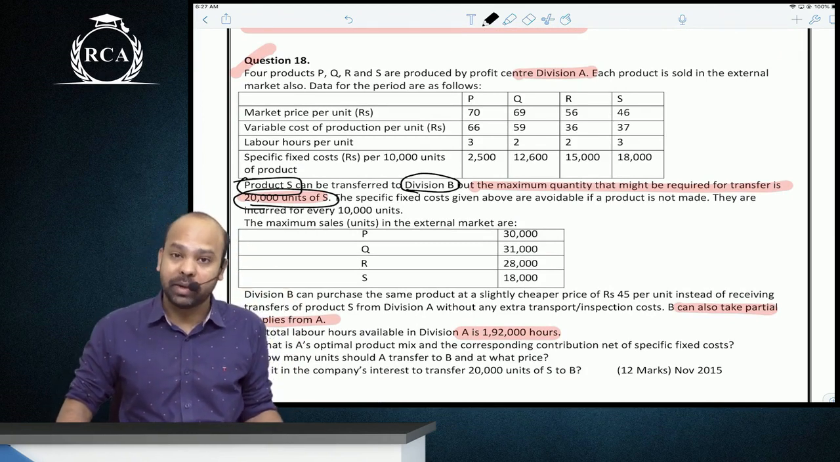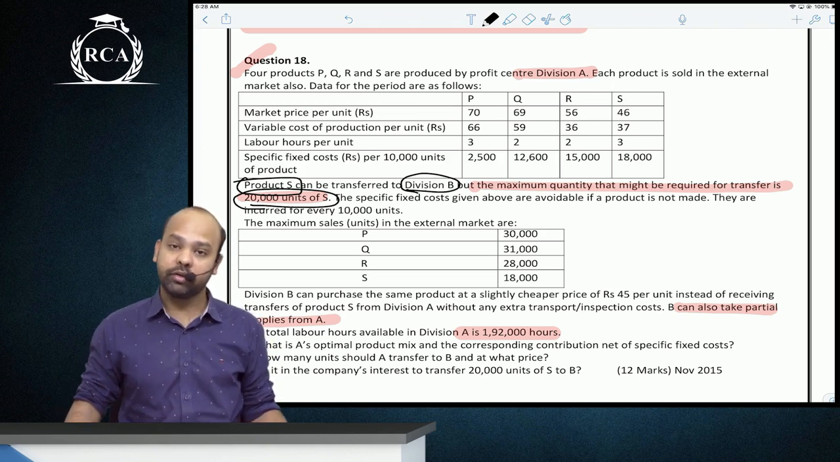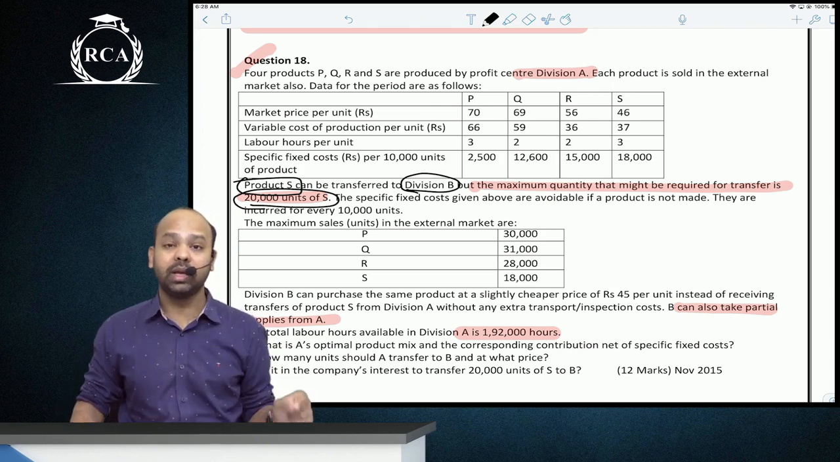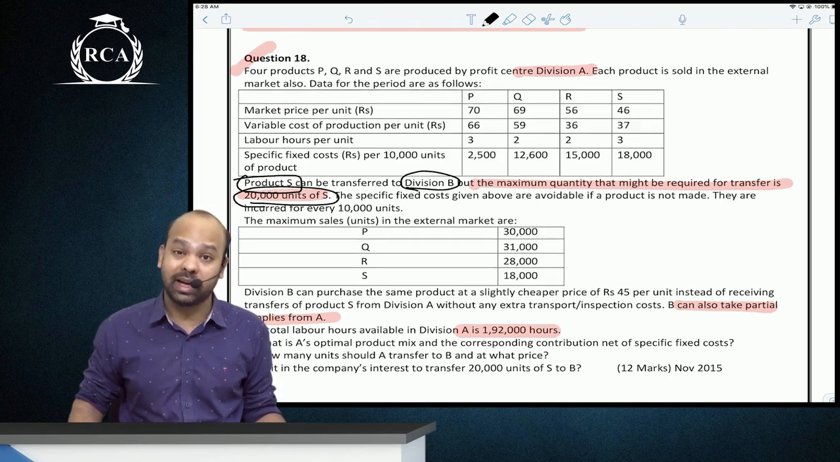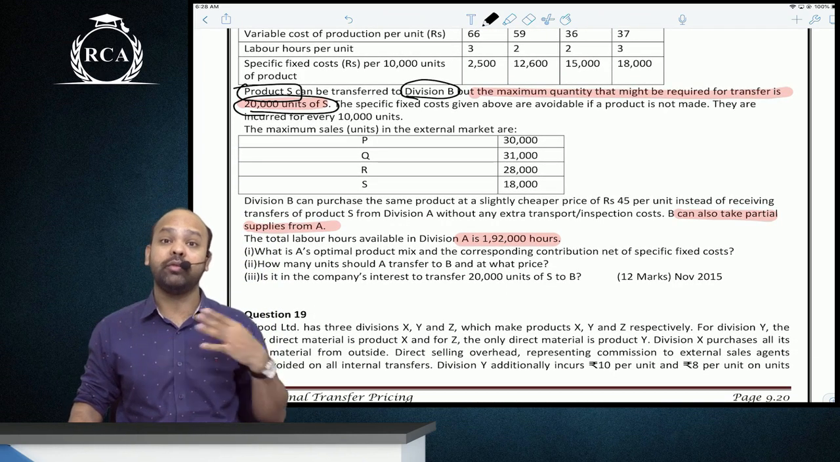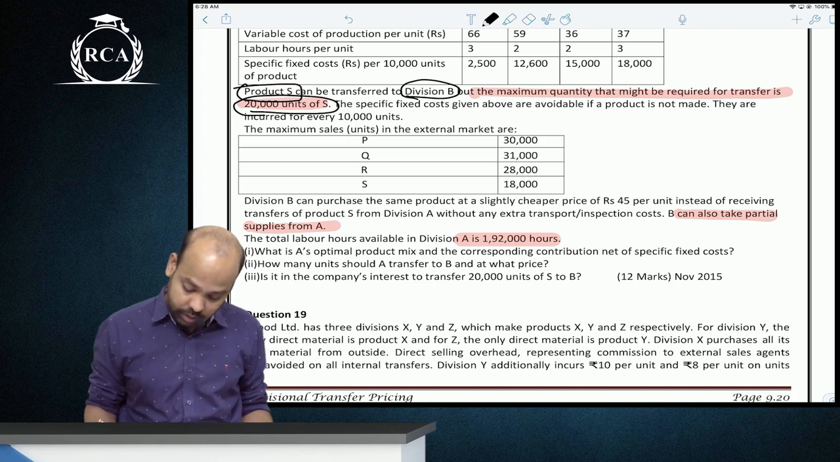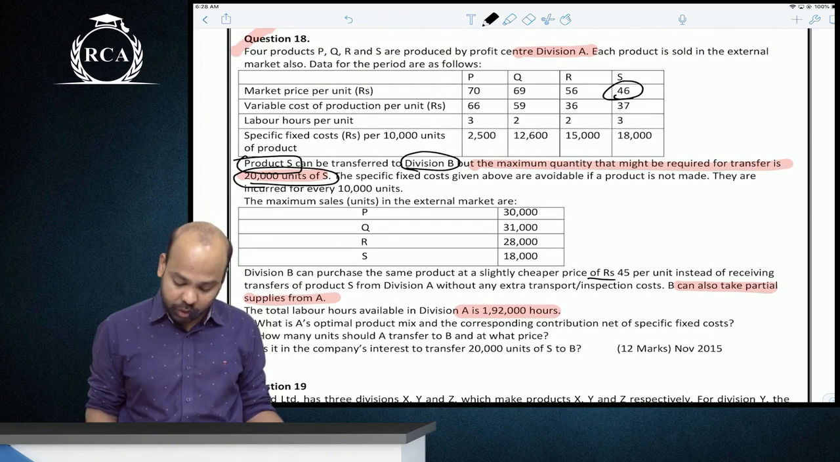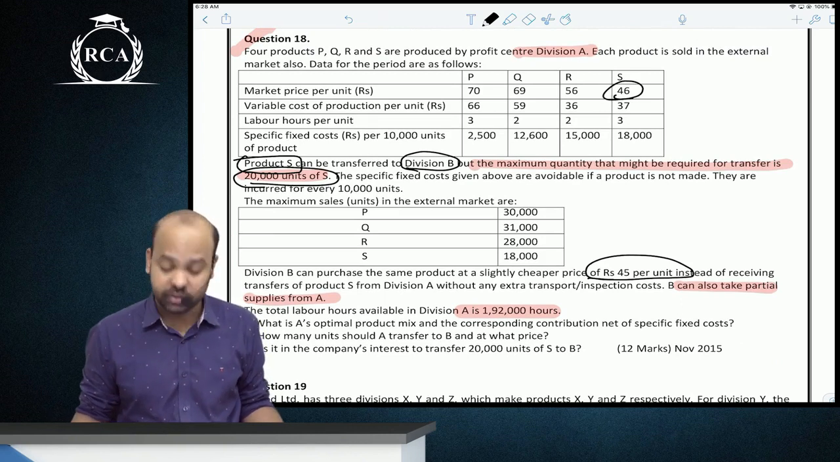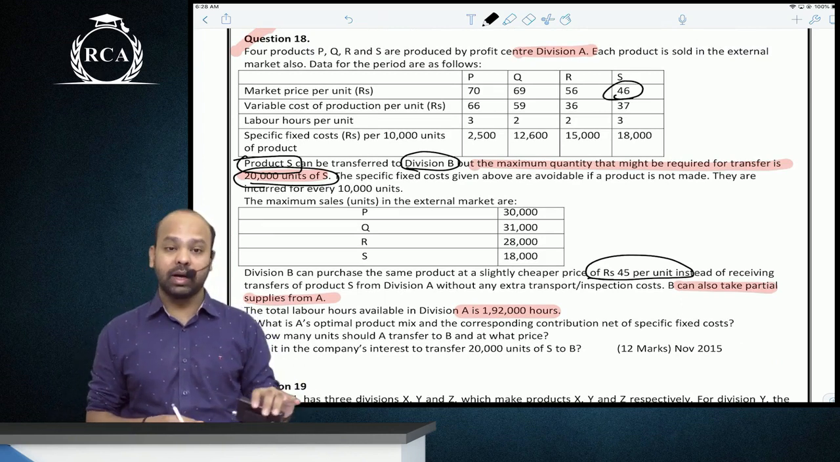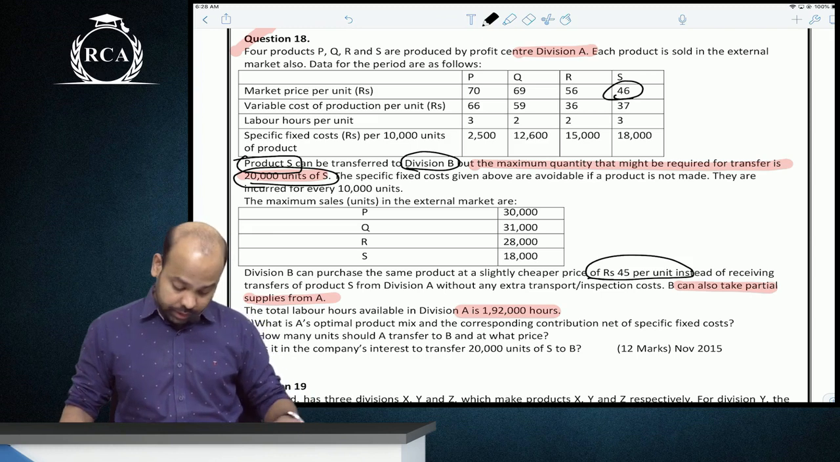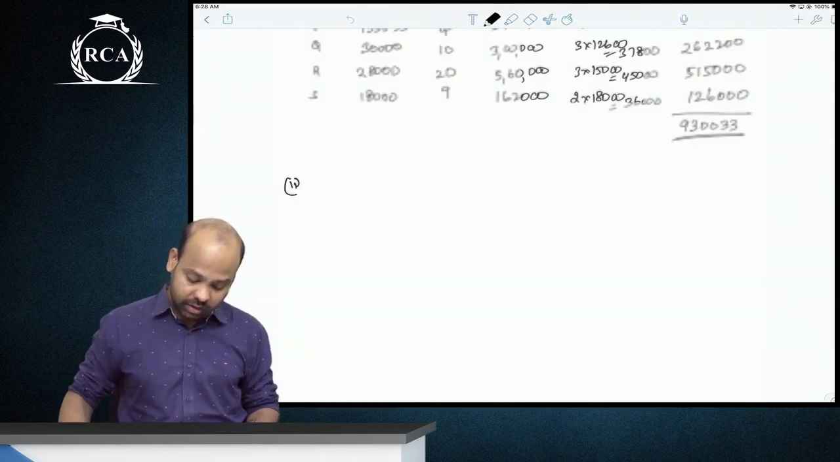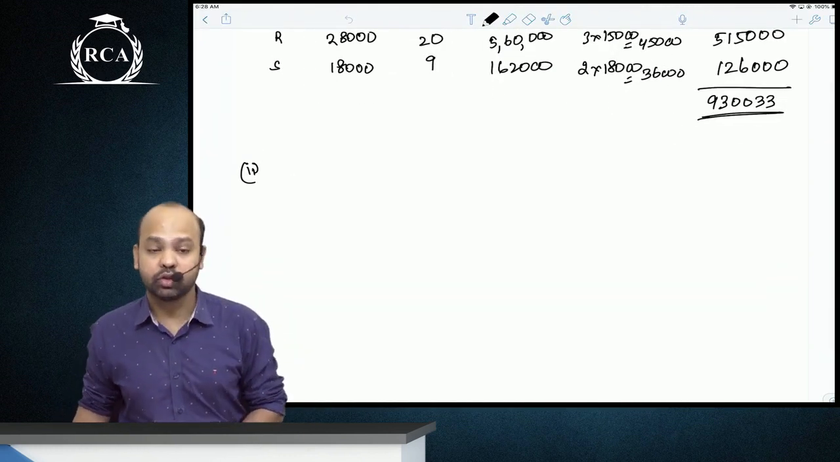Division B, I repeat again, needs 20,000 units of S. Division B can procure this product at a slightly cheaper price than what we will be able to sell it for in the market. We can sell it in the market at 46 rupees, guys, but they can procure from the market at 45 rupees without any extra cost. So, sir, pay attention.